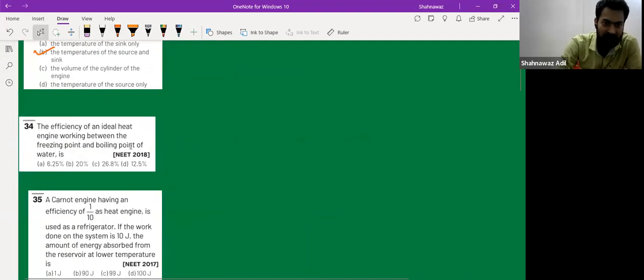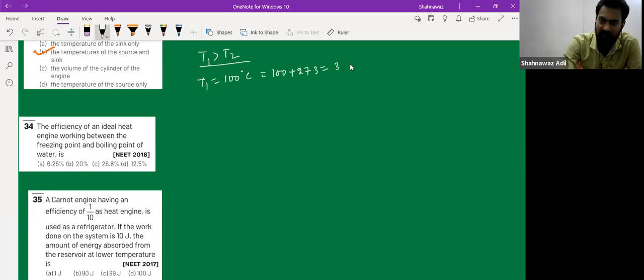So the efficiency of an ideal heat engine working between the freezing point and boiling point of water. Your T1, you all know that T1 is greater than T2, right? So T1 is the boiling point, which is 100 degrees C, which is 100 plus 273, which is 373 Kelvin. Right, and T2 is how much? 0 degrees C, right? So this would be 273 Kelvin.